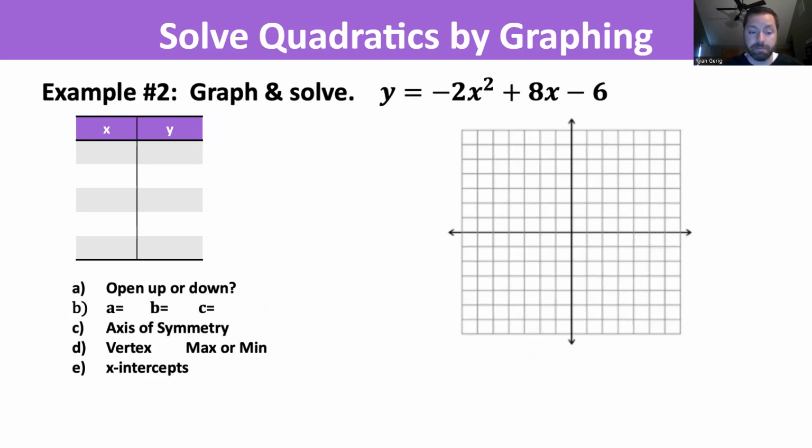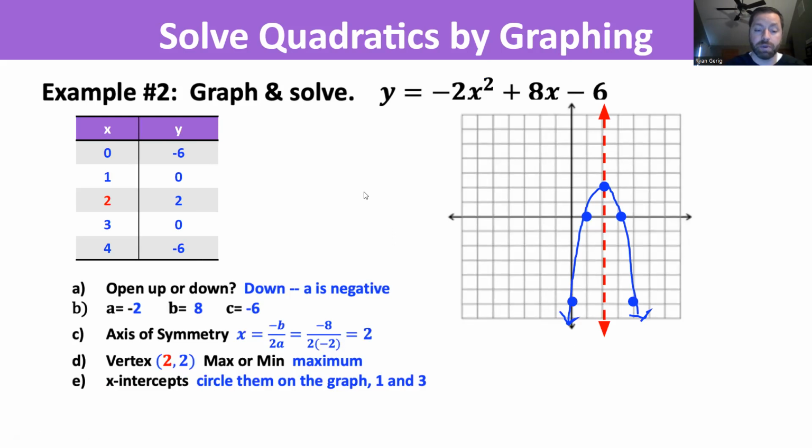Okay. Hopefully you see that I can tell a lot of this stuff just by looking at it. This is going to open down because the A value is negative. The vertex, because of it opening down, is going to be a maximum. The vertex is going to be at the top. Okay, so those are a couple things you can tell without even graphing.